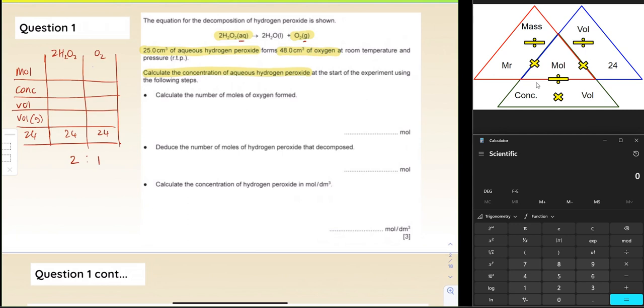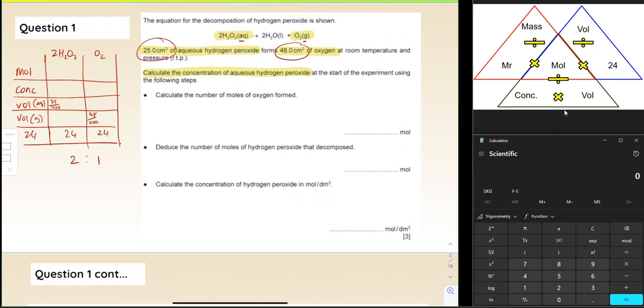Now I can plug in what the question has told me. Well, the question has told me I've got 48 centimeters cubed. Remember, centimeters cubed must always be turned to decimeters cubed. So I've got 48 over 1,000 here. It's also told me I've got 25 centimeters cubed of hydrogen peroxide. So this is my aqueous volume. So I've got 25 over 1,000.